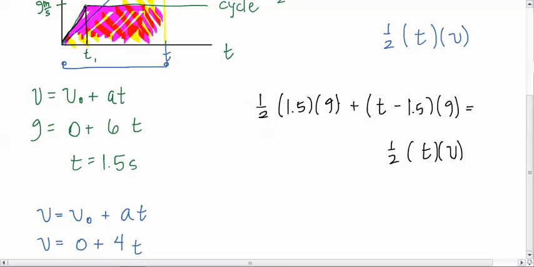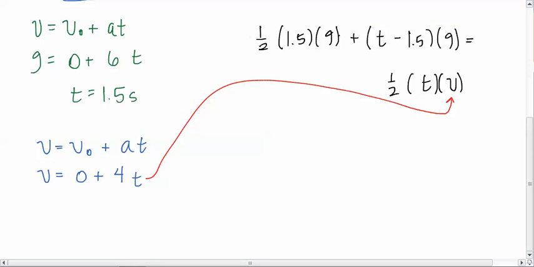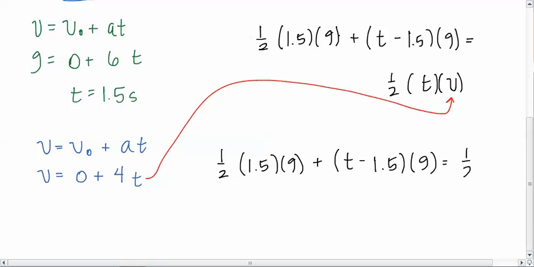So now I can substitute 4t into the equation, so it'll go 4t can go in right there. So now let's see. We'll have 1/2 1.5 times 9 plus final t minus the initial t, I'm just writing what I've got up here down again, is equal to 1/2 t times 4t, so that would be 4t squared.